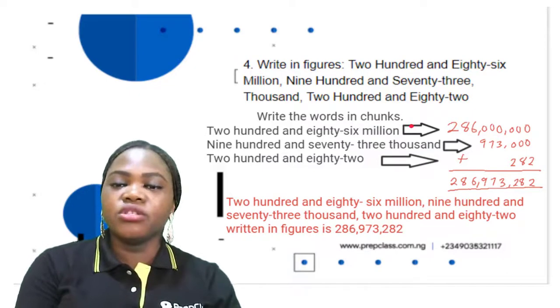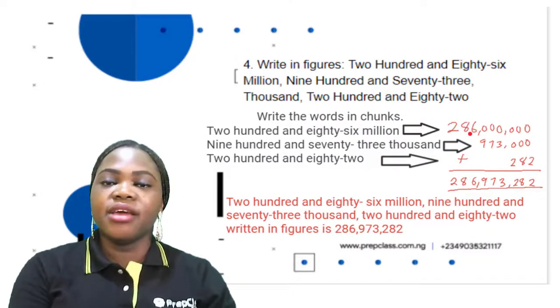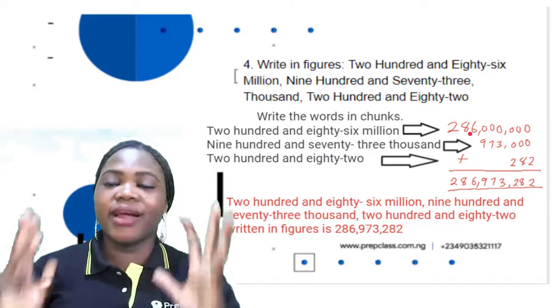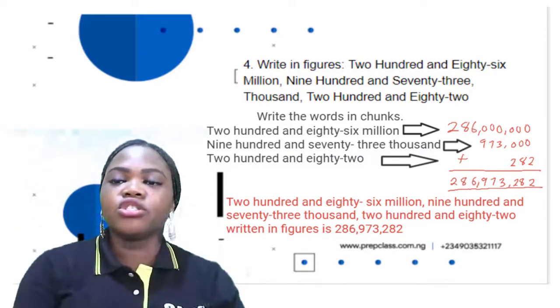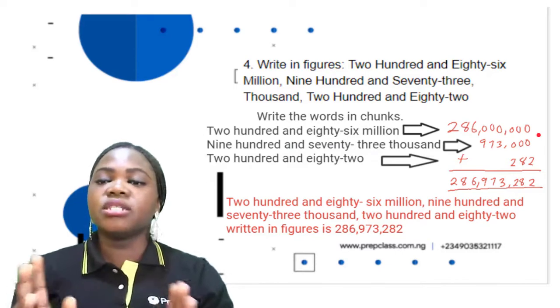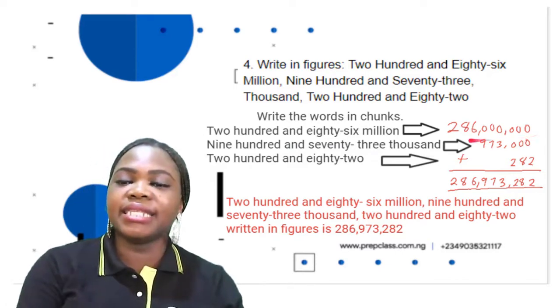286 million. So write 286. Know that million has 6 zeros, right? There are 6 zeros in a million. So 286 million can be written as 286,000,000. That's 6 zeros. So this is 286 million.